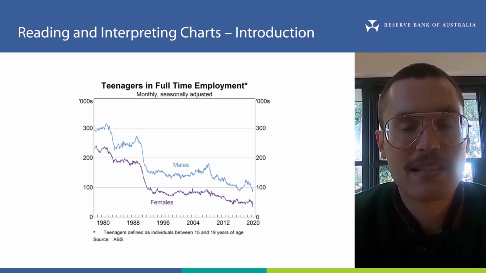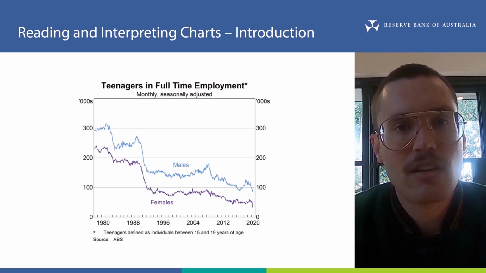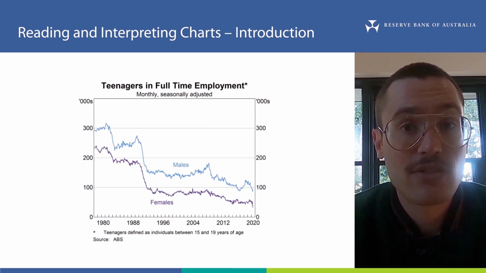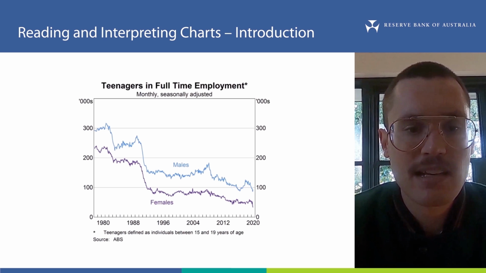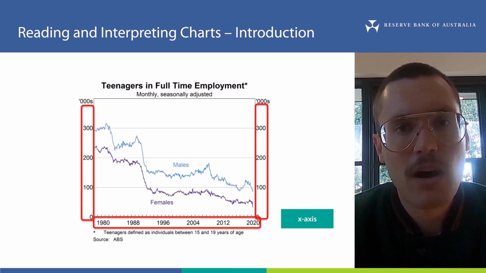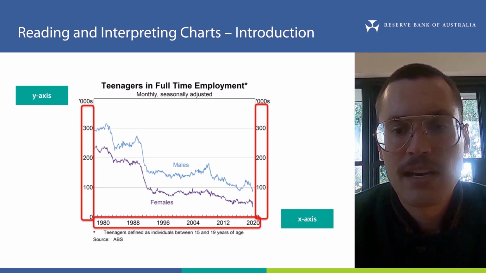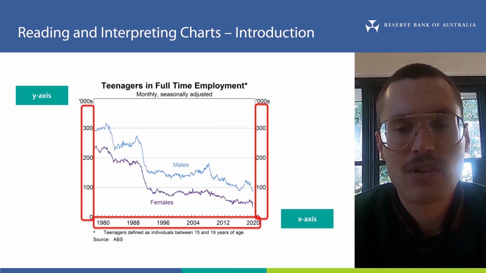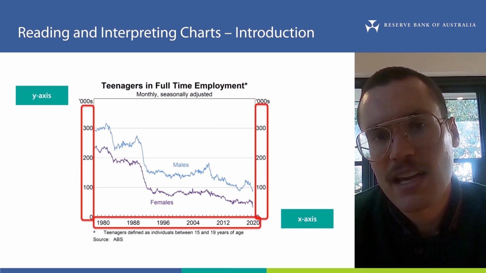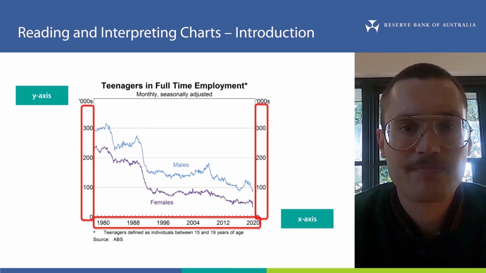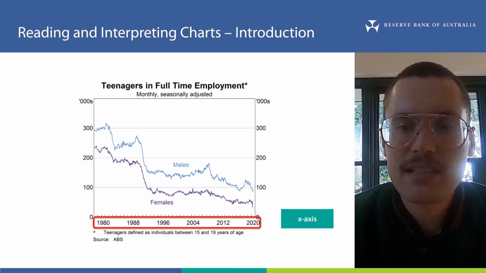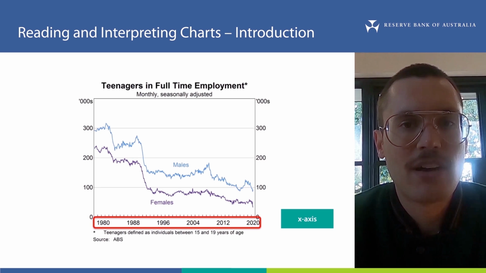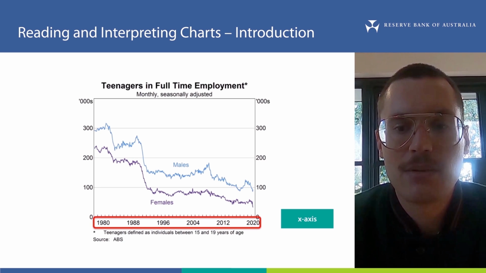Next, we'll talk about the axes, which are the information along the vertical and horizontal edges of the chart. This is the x-axis along the horizontal and the y-axis on the vertical. In this chart, the y-axes are the same on the left and right-hand sides of the chart, but this doesn't always have to be the case, so watch out for this. The x-axis is usually the place where we can find out what type of data we're dealing with.